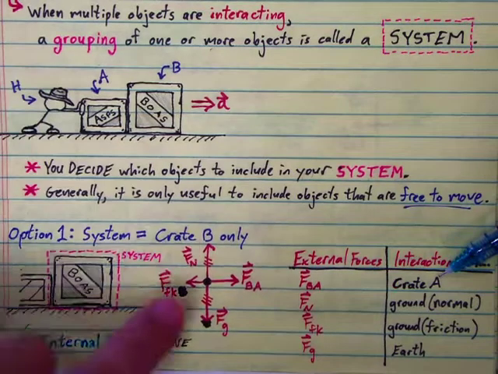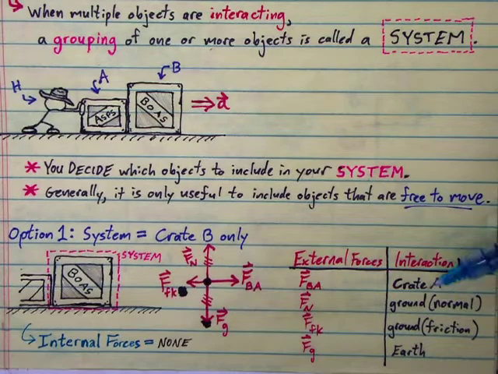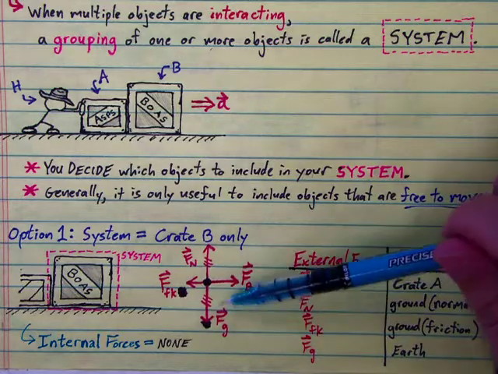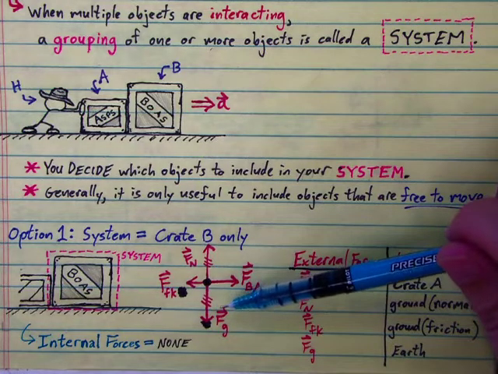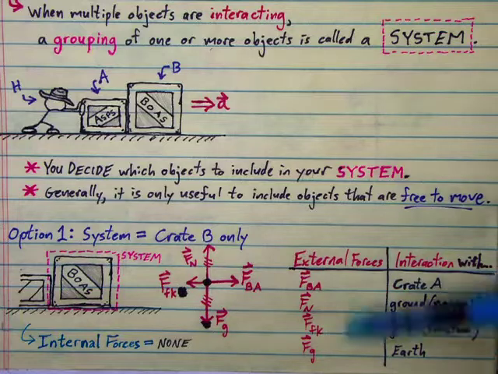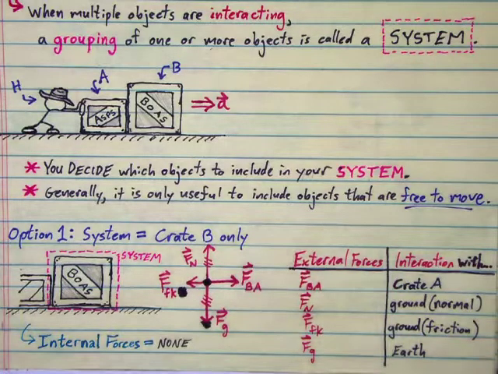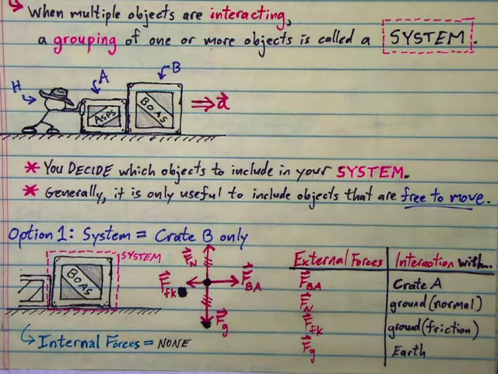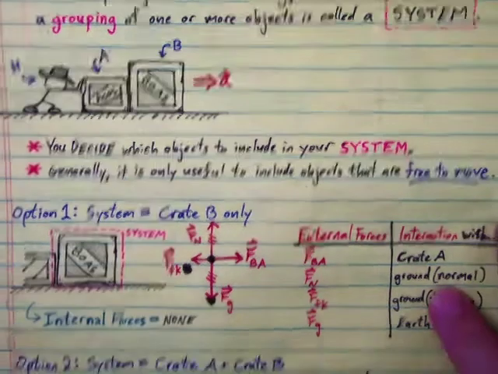The normal force and the force of friction here, kinetic friction, those are both interactions with the ground, which is outside the system. And the force of gravity here, that's of course from the planet Earth below. So the whole planet Earth is outside the system. All 4 of those are external forces. To have any internal forces, you'll need to define a different system that has more than one object inside it. So, option 2.